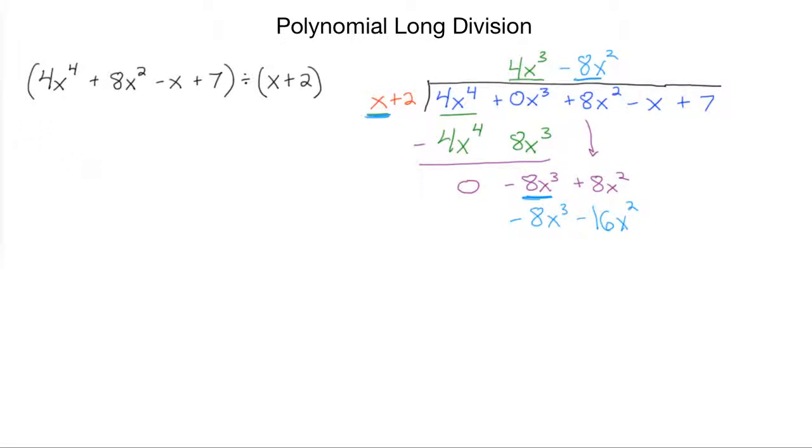All right, now let's subtract these out. Negative x cubed minus negative 8x cubed turns to 0. 8x squared minus negative 16x squared, with the 2 negatives, that's 8x squared plus 16x squared, which turns into positive 24x squared. There's 2 cycles done. Now let's drop down my negative x.